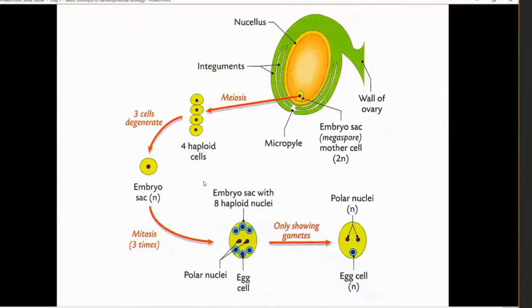First is meiosis, four haploid cell formation, and three cell degeneration. First is the two cell degeneration, another is the three cell degeneration. So one embryo sac is formed. After that, mitosis happens three times in the cell. After this, the embryonic sac has eight haploid nuclei. Those eight haploid nuclei include two polar nuclei, which are involved in forming the egg cell.